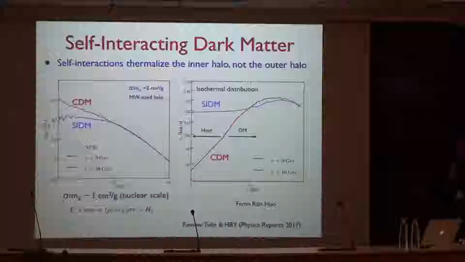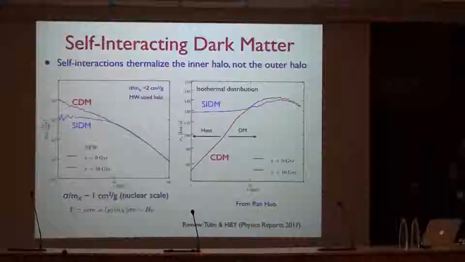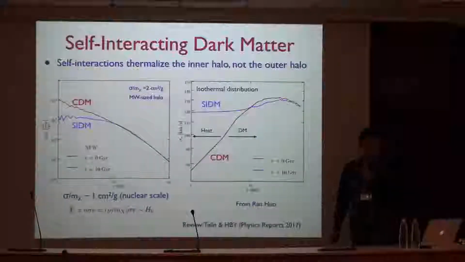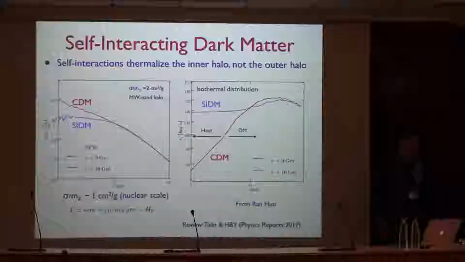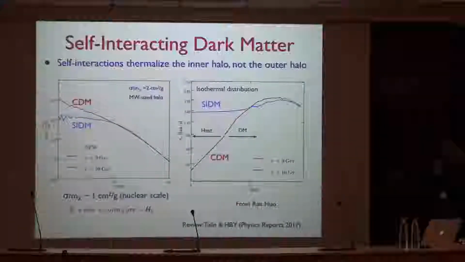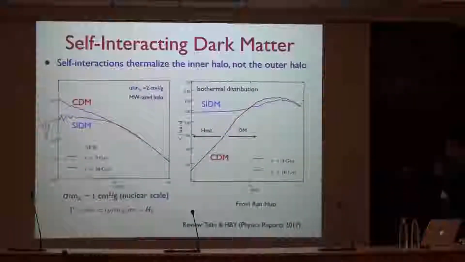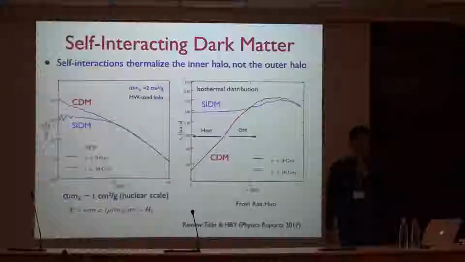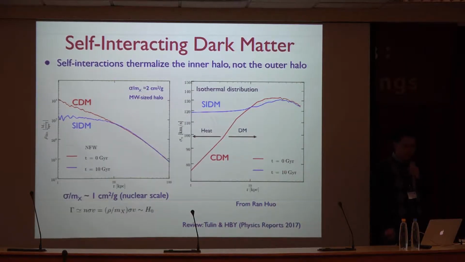Well, if you look at the velocity dispersion profile, velocity dispersion measures the dark matter speed inside the halo, or temperature inside the halo. The red curve shows the CDM prediction. If you go towards the inner region, the velocity dispersion is low. That is from the structure formation, and that's the reason why the density builds up.